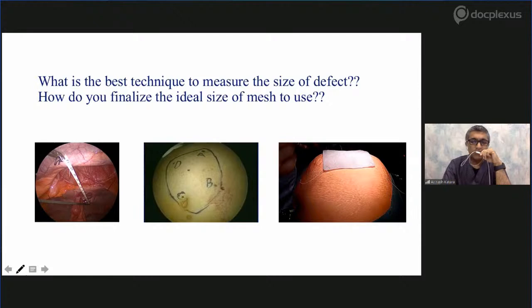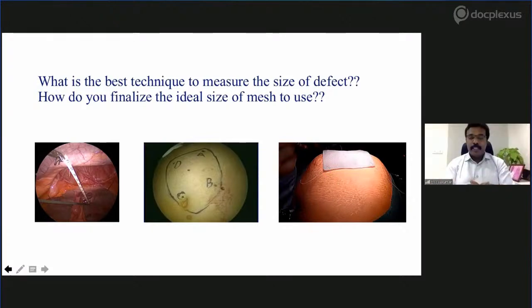mesh. Now there is a new concept where instead of just giving overlap in terms of 5 or 6 or X centimeters, they're actually looking at the surface area of the defect versus the surface area of the mesh. I think Mackie mentioned the 16:1 ratio rule, and that's what is used now.